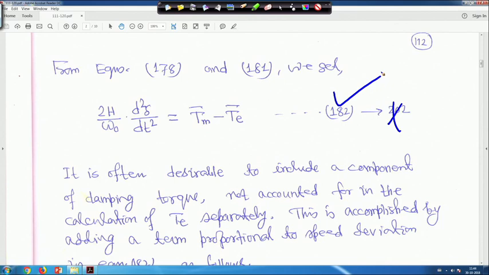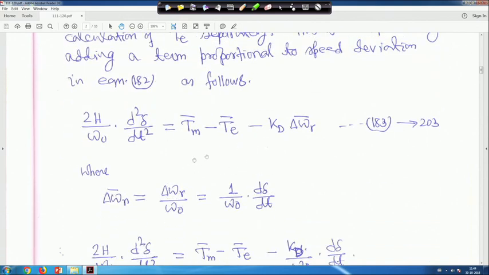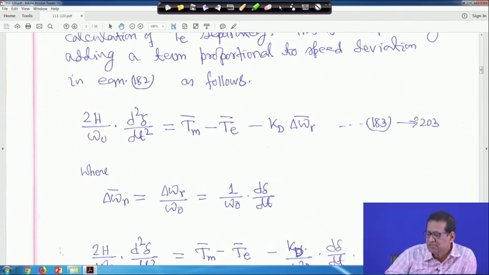Next, it is often desirable to include a component of damping torque not accounted for in the calculation of T separately. This is accomplished by adding a term proportional to speed deviation in equation 182 as follows. Therefore, we can add one damping term: 2H upon omega 0 d square delta upon dt square is equal to T m bar minus T bar minus k d into delta omega bar. This is equation 183.